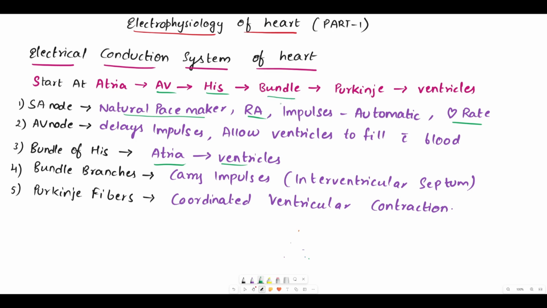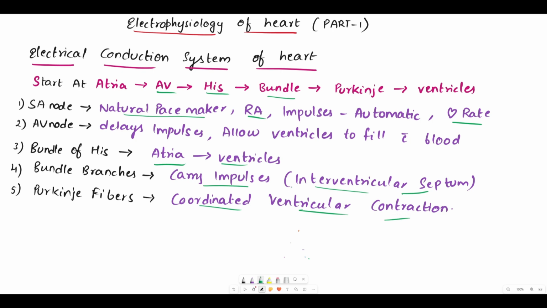And the fourth one is the bundle branches. There are two: the right bundle branch and the left bundle branch. These are useful for carrying the impulses down both sides, left and right, through the interventricular septum. And the fifth one is the Purkinje fibers. These Purkinje fibers spread the impulses rapidly throughout the ventricles, thereby causing coordinated ventricular contraction.